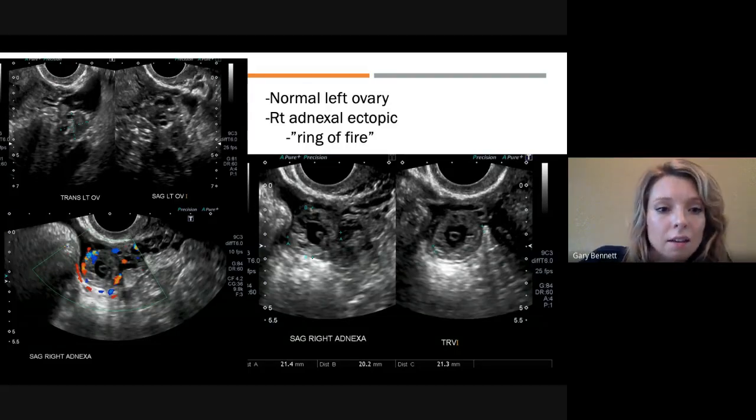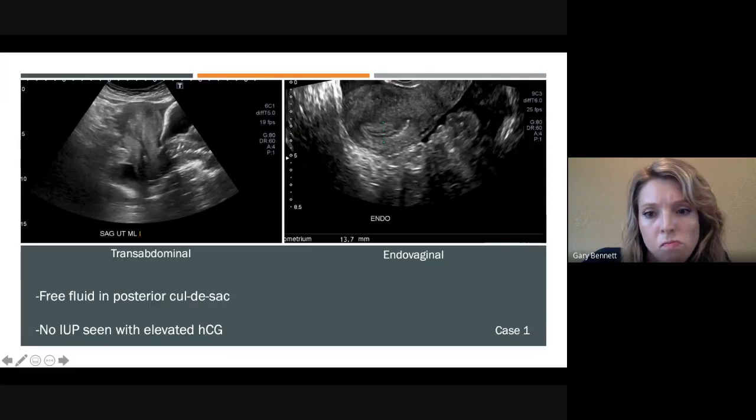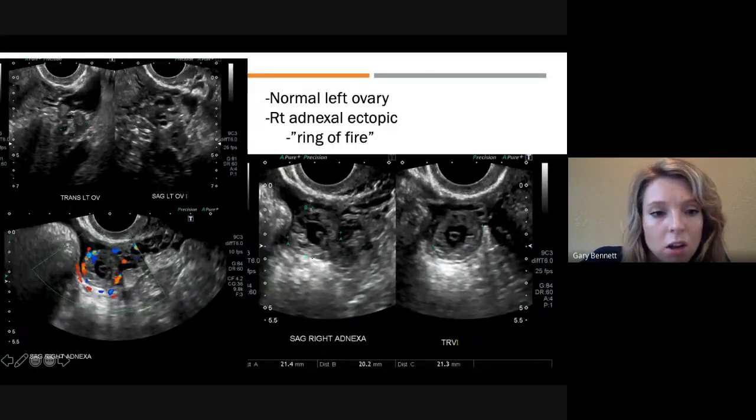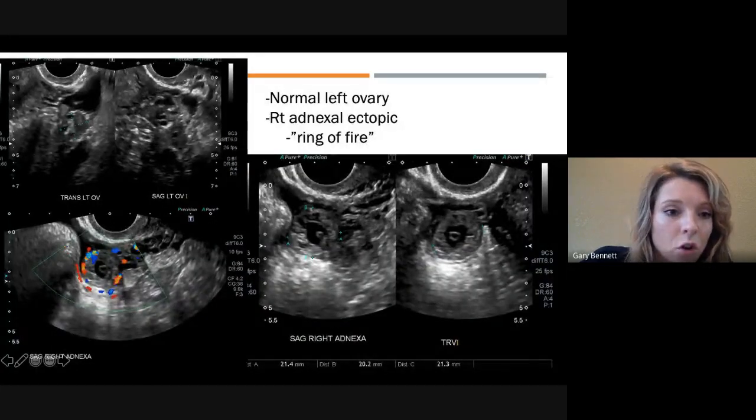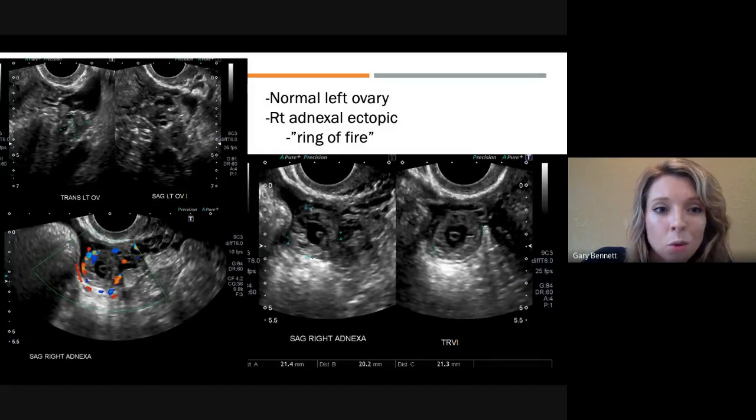Maybe it's not the same patient. I think this one on the right is the same patient. Let's look at the ovaries. Back to what we talked about earlier with the ovaries, this is why it's really important to know what a normal ovary looks like so that you can recognize an abnormal ovary.